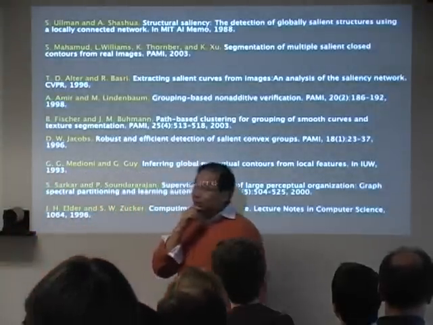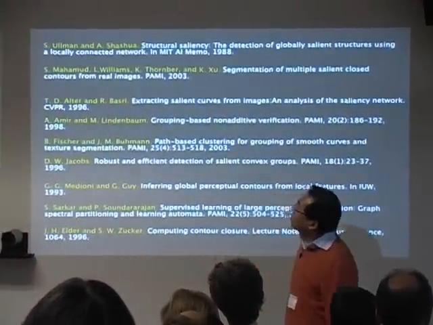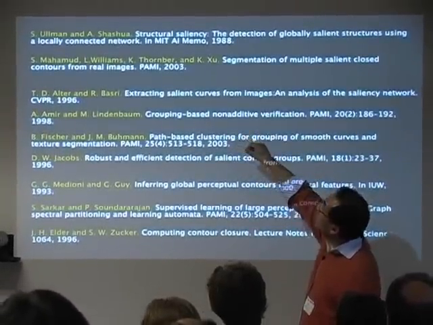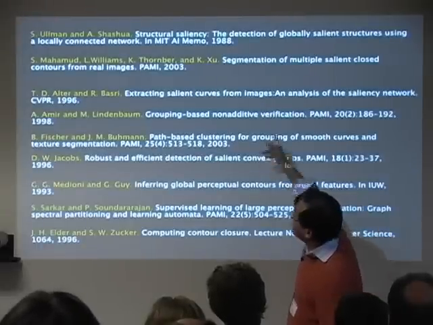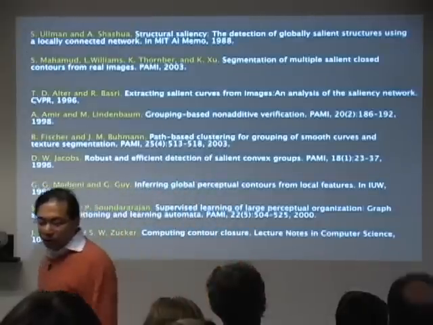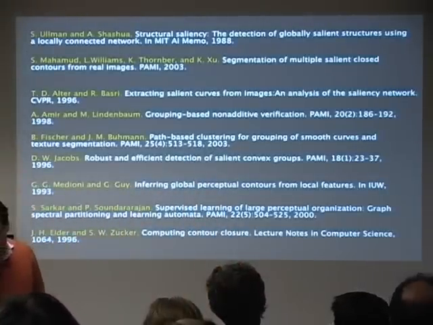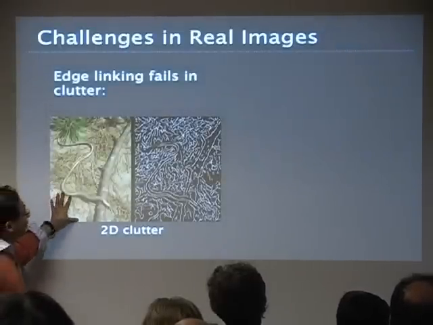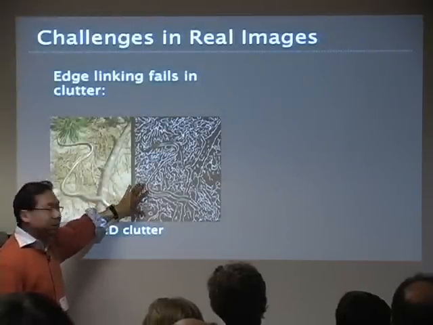All right. A lot of my work is inspired by a long list of good people who have worked on this, and I typically want to give credit to the two authors on top, Ullman and Shashua, who look at salient structures, and Mahamud, Williams, and Thornber, who look at the segmentation of a contour. Many of the ideas actually came from those two papers. But the papers below also talk about contour grouping. So what makes contour grouping very difficult? Here again is the image, and on the right is the edge map. The snake is in the edge map. All we need to do is clean it up.